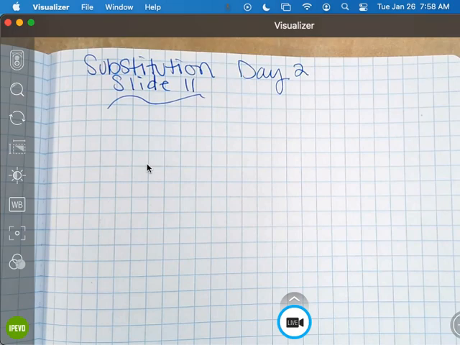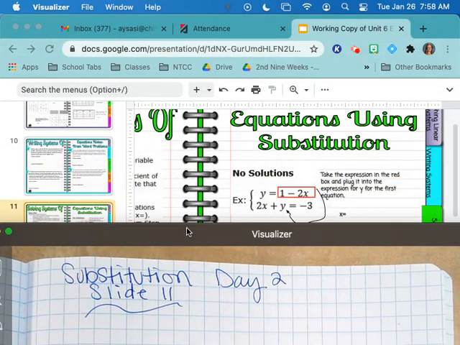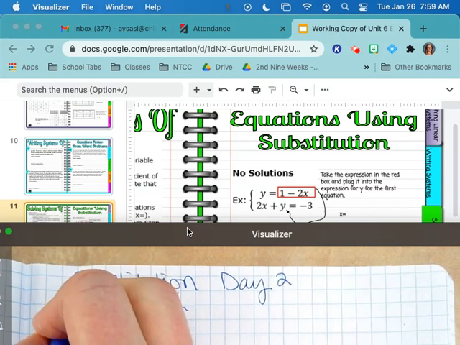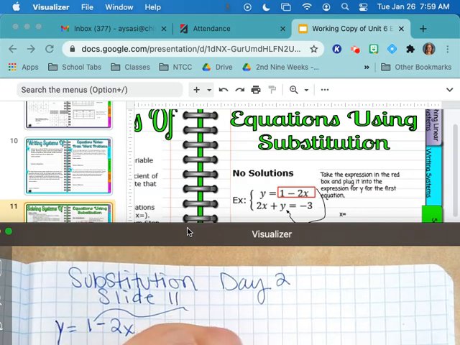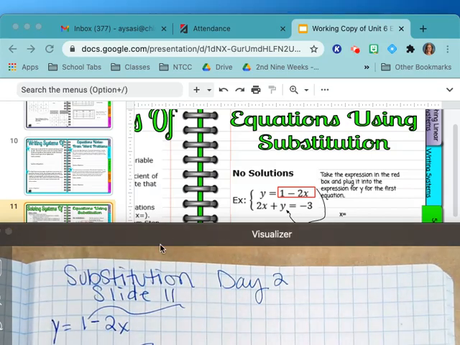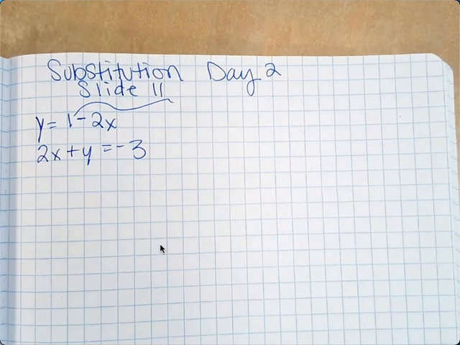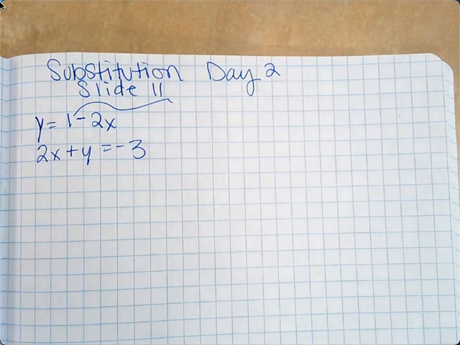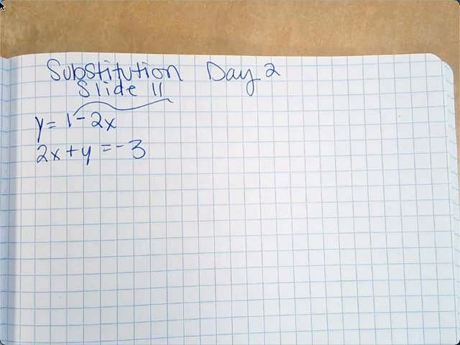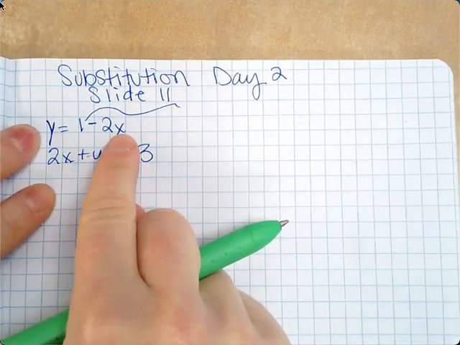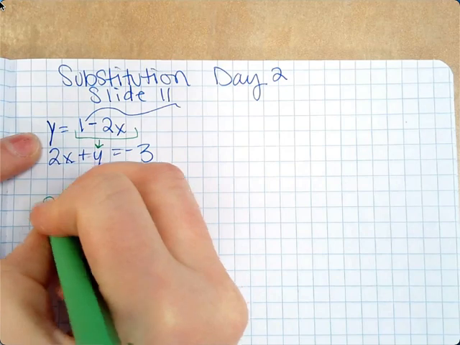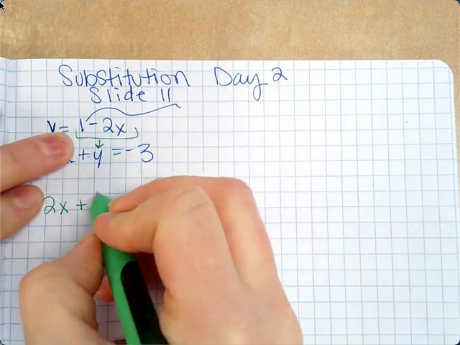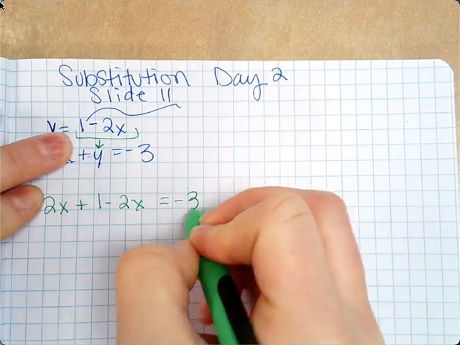So we're solving systems by substitution. So we have y equals 1 minus 2x, and 2x plus y equals negative 3. All right, so we are going to do substitution here. So we have what y equals. So we are going to plug in this for y, so that 2x plus y is now 2x plus 1 minus 2x equals negative 3.